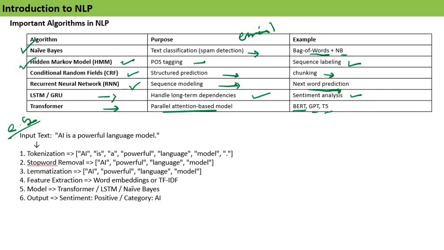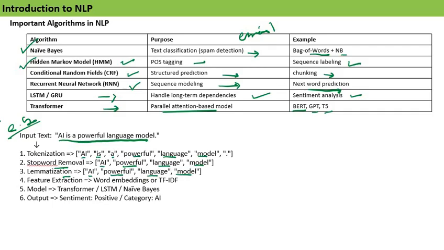Here we are considering an example. Let's say I provide an input like "AI is a powerful language model." After tokenization, it splits into different tokens: AI, is, a, powerful, language, model. Stopwords, which we already saw, are removed, so we remove "is" and "a". After removing them, it becomes AI, powerful, language, and model tokens. Lemmatization, which we already discussed, provides the exact word from the dictionary: AI, powerful, language, and model.